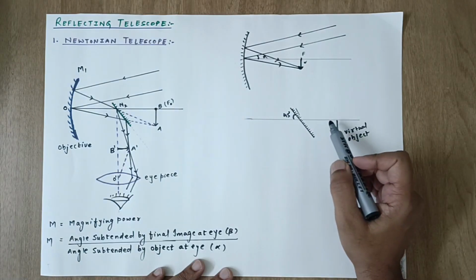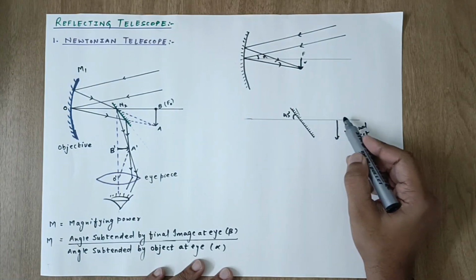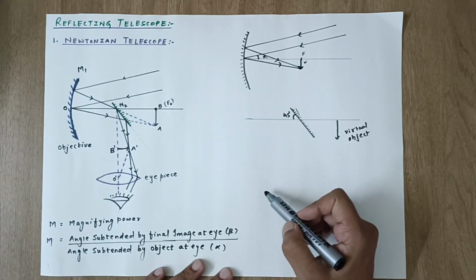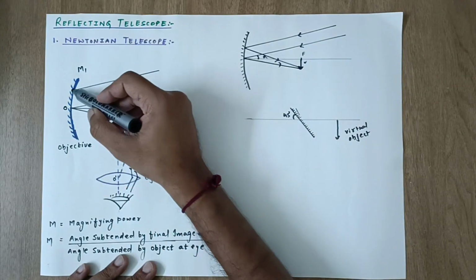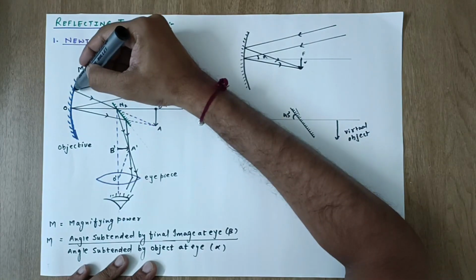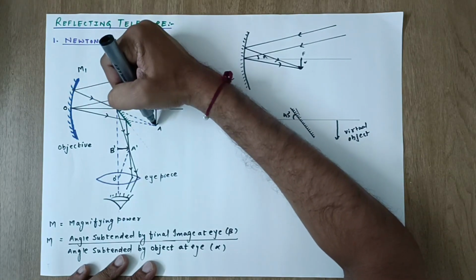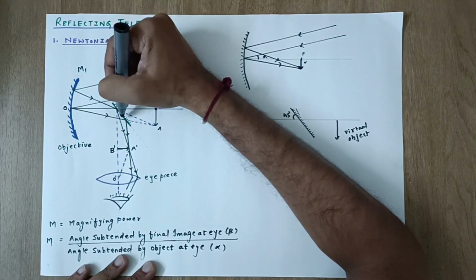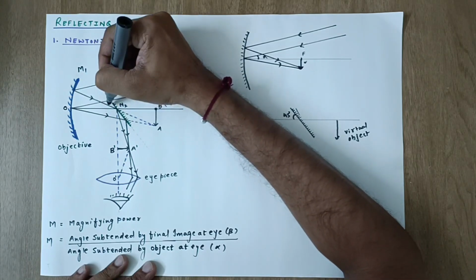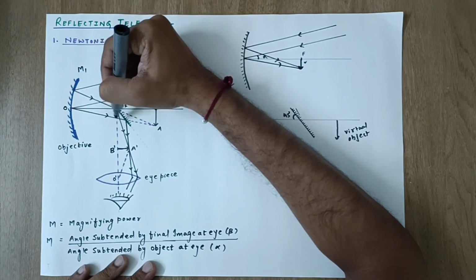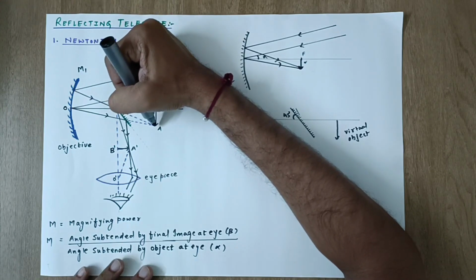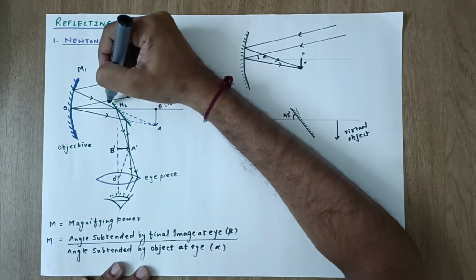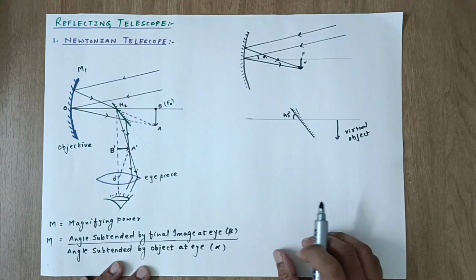Virtual objects are behind the plane mirror, and the rays are converging. If you look carefully, these two rays are trying to converge over here, but these converging rays behave as the incident rays for this mirror. In the absence of this mirror, these rays would have met over here. That's why this image will behave as an object for this plane mirror.